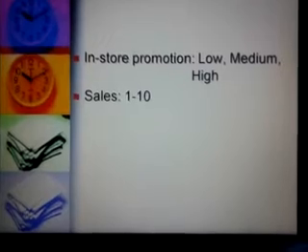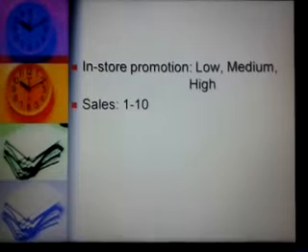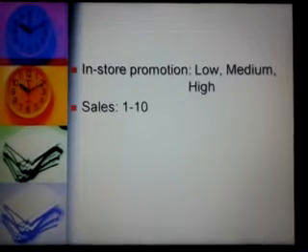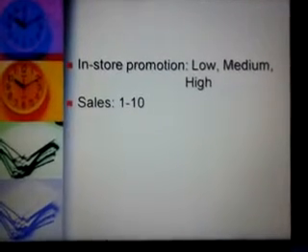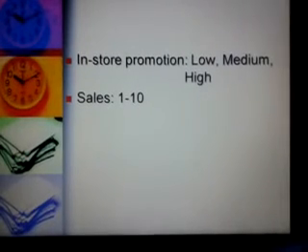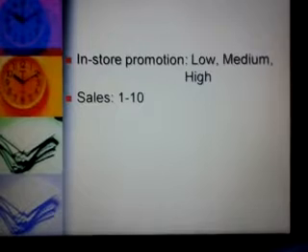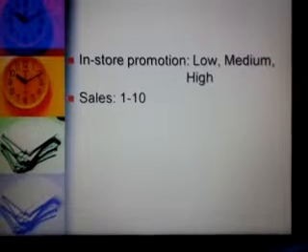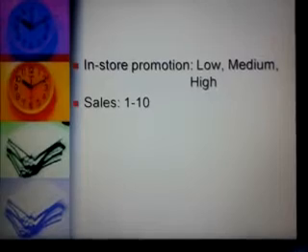So this is our example: in-store promotion. This is our independent variable, with 3 levels: low, medium and high, and sales is our dependent variable, which is rated from 1 to 10. So we need to understand that in-store promotion is on an ordinal scale and sales is on an interval scale. So the independent variable is on an ordinal scale, and the dependent variable is on an interval scale.